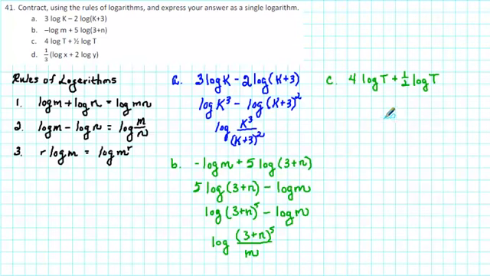For part C, we have 4 log of t plus 1/2 log of t. So first of all, let's apply rule number 3. We'll have the logarithm of t to the 4th plus the logarithm of t to the 1/2 power. Now that we have the logarithm of a sum, we can rewrite that as a single logarithm of a product. So that will give us the logarithm of t to the 4th times t to the 1/2.